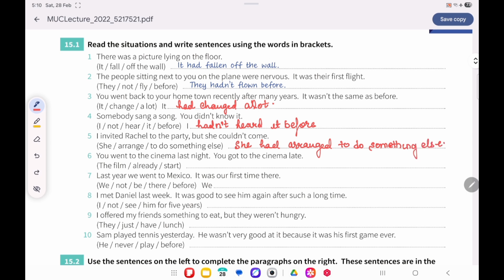You went to the cinema last night. You got to the cinema late. The film had already started. Last year we went to Mexico. It was the first time there. We hadn't been there before.